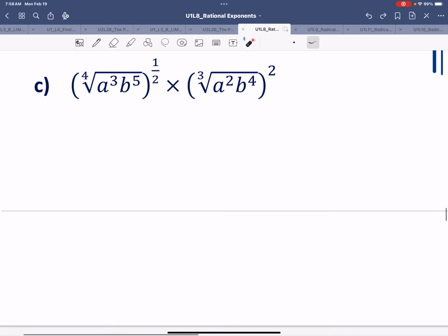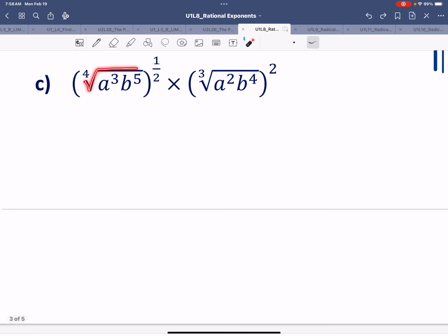So this time we have the fourth root of a^3 b^5, everything to the power of 1 over 2, multiplied by the third root of a squared b^4, everything to the power of 2. So the first step, we're starting off with writing the radicand. Bring the radicand to the power of 1 over 4. So write the brackets in here.